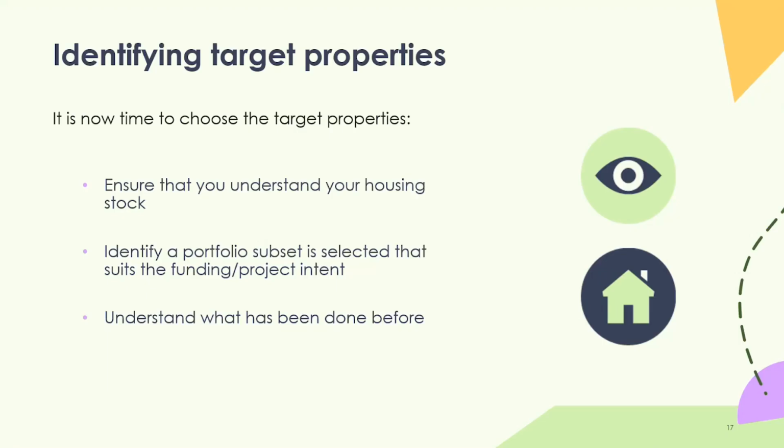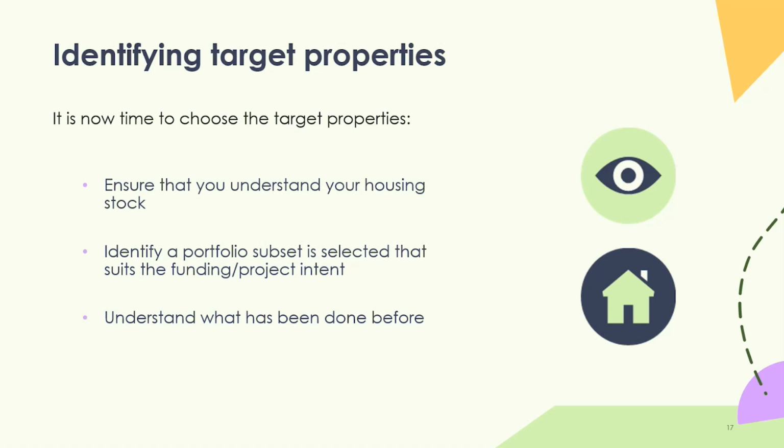So moving on to actually identifying your target properties. Now that you have your stock data and the target outcomes, it's then about identifying which properties are going to be suited to that specific funding requirement or the targets that you're looking to set, and start clustering them and programming them into a group of works. So firstly, we've got the SHDF, which is below EPC Band C. So we need properties that are below EPC Band C.